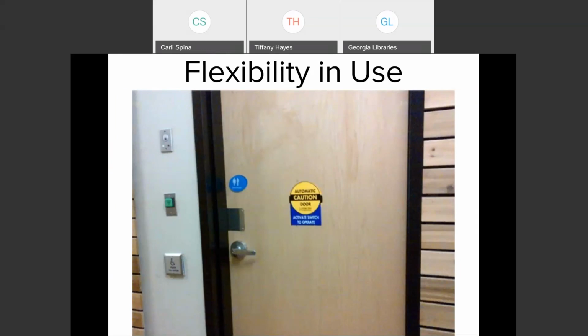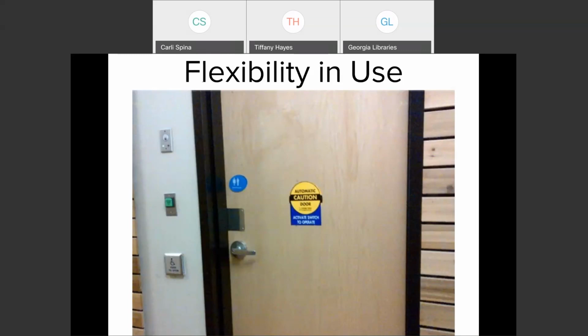A library I used to work at, for example, had an easy-to-use doorknob and also an automatic push-button door opener on one of their main doors. And that was great, not only for people who had mobility impairments, but also let's say you were pushing a book truck and you didn't want to have to try to open the door yourself.